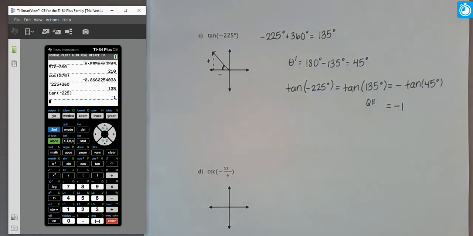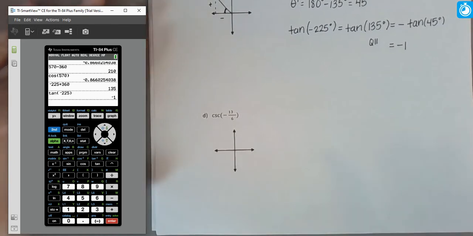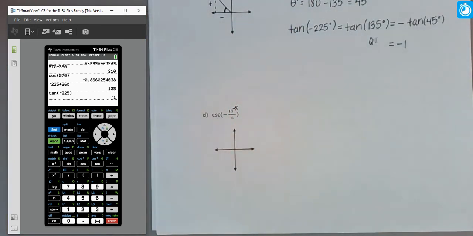If we want to do other ones, remember we'll just do the reciprocal relationship. So cosecant is 1 over sine, secant is 1 over cosine, and cotangent is 1 over tangent. So let's try one of those. And I see a typo already. Let's put in a pi right there. There we go. So that should be cosecant of negative 13 pi over 6.